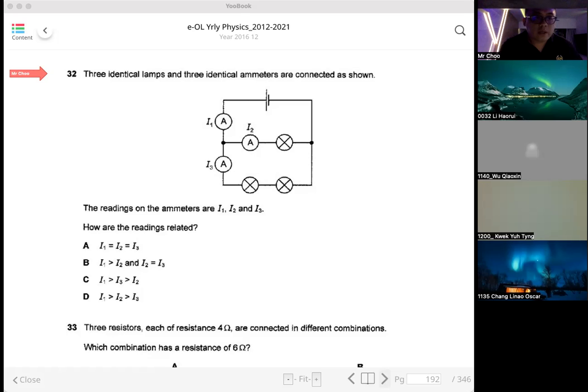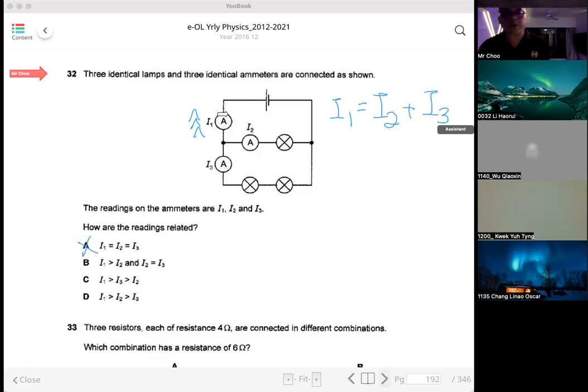Okay, from all the answers here, we are convinced that I1 is the biggest. A is definitely wrong. None of you chose A. So now the question is, which is bigger? From here, we know that I1 is equal to I2 plus I3. So the next question is, which has a higher current, I2 or I3?